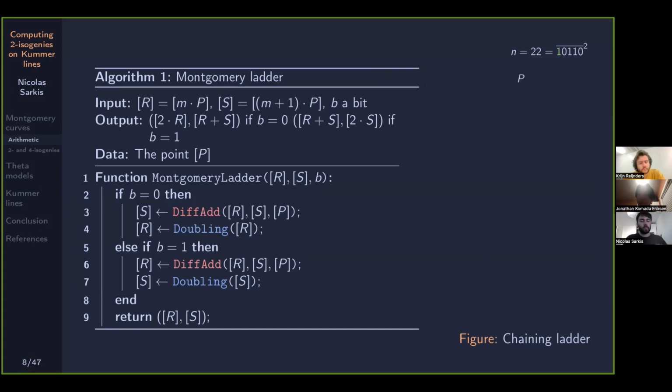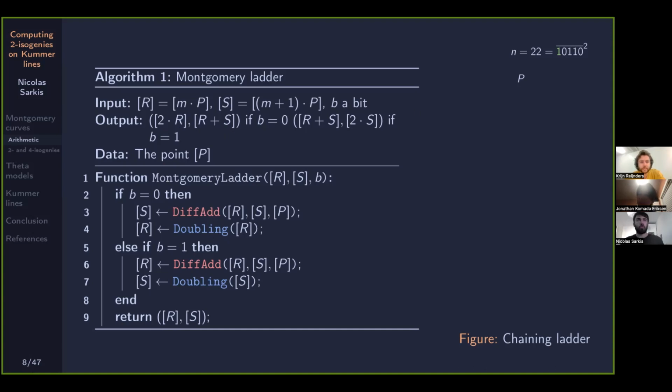You can chain this algorithm, because if you take 2 points R and S that only differ by P, with one differential addition and one doubling, you can get 2 points that will also differ by P. So on the right side, I have an example.